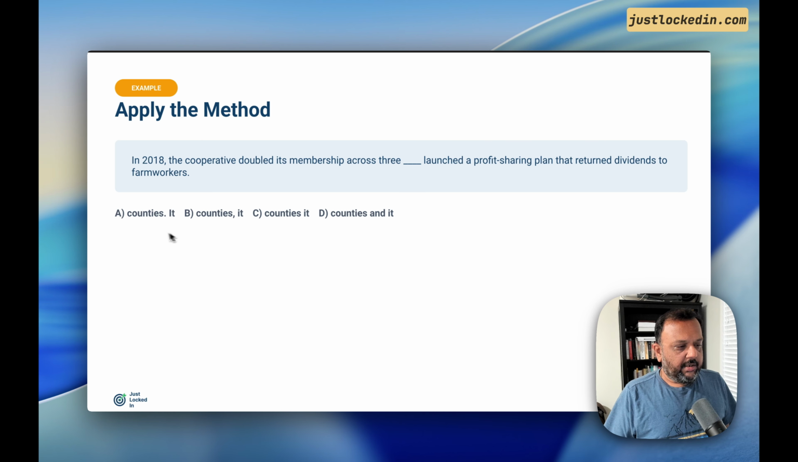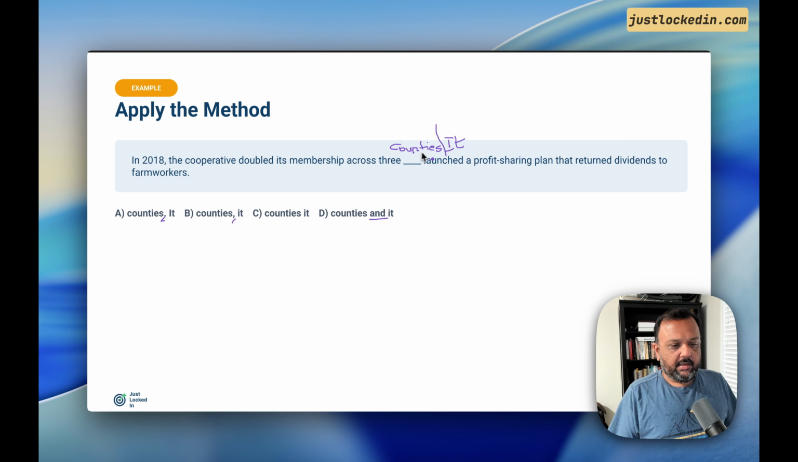Now, the first thing you do when you see a question like this is look at all the 4 options. If you remove the punctuation and also remove the conjunction, then pretty much all of the options have the same words, which is counties and it. So let's write: in 2018, the cooperative doubled its membership across 3 counties. So we can draw a line here. Then it launched a profit sharing plan that returned dividends to farm workers.